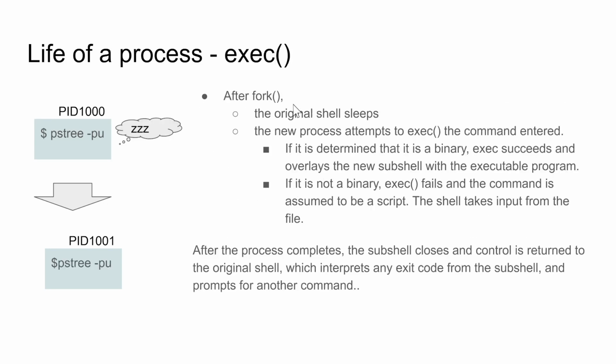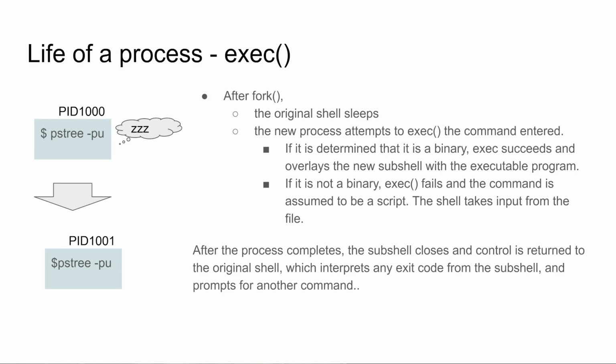Now, the next operation that you'll hear is exec. So after the fork happens, the original shell goes to sleep, right? So in our example, process 1000 has gone to sleep, and after the fork has occurred, the new process attempts to exec the command, and if it's a binary, an executable, then the exec will succeed, and it will load the image into the subshell, or the sub process here, and it will run it. That's if it's a binary program.